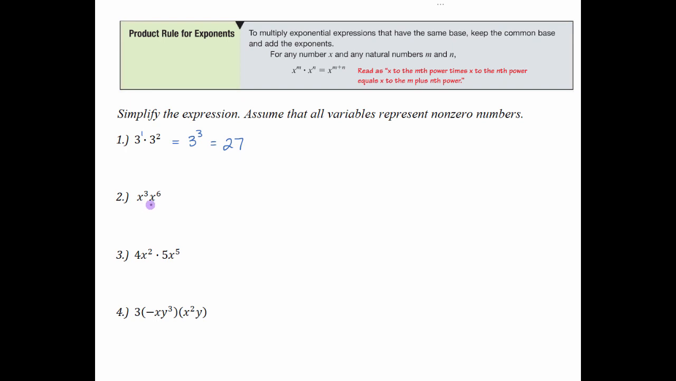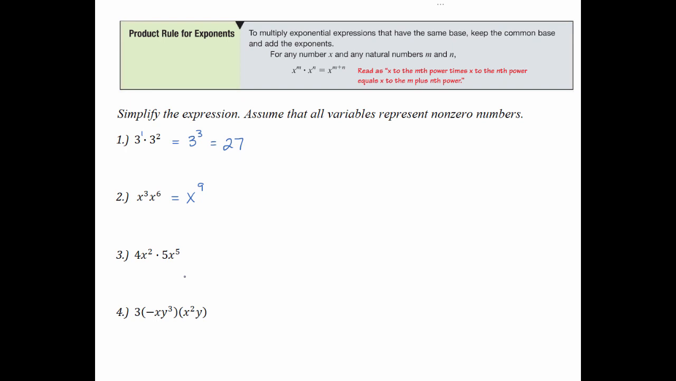X cubed times x to the 6th, that's x to the 9th. We can't evaluate that anymore, so we're finished at that step. Here I have 4x squared times 5x to the 5th. Now remember what I said about the bases needing to be the same?